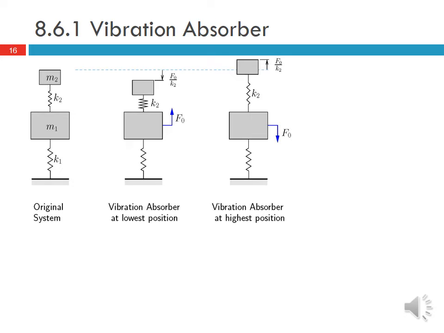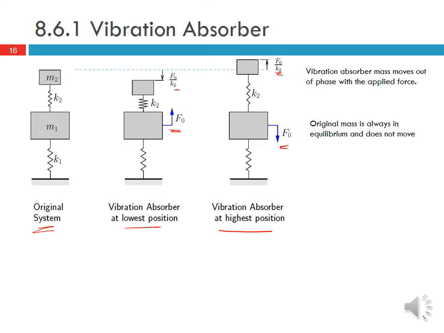So let's look at this here. This is our original system with the vibration absorber attached. This is what happens when the vibration absorber is at its lowest position here, and when the vibration absorber is at its highest position here. So you can see that it's moving out of phase with the force. When force is going up, the vibration absorber is going down. When force is going down, the vibration absorber is going up. So the absorber mass moves out of phase with the applied force, and the original mass is always in equilibrium and does not move, which again was the goal of adding the vibration absorber. So the absorber is allowed to move, but the original system doesn't move.